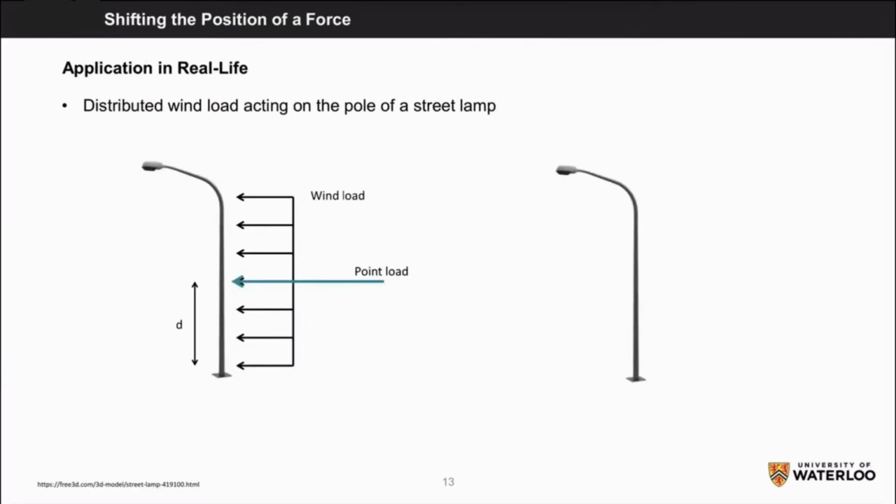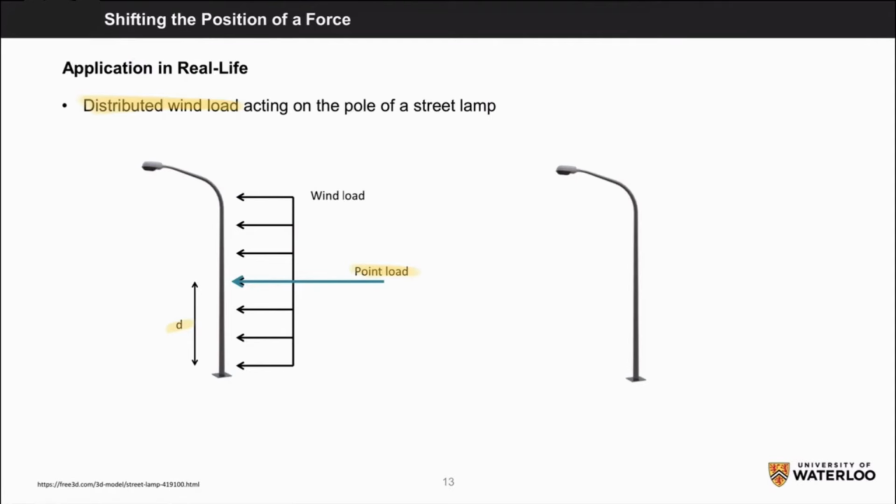We'll end this lesson off by analyzing a real-life application of the principle of equivalent forces and couples. Let's say there's a street lamp with a uniformly distributed wind load acting on its pole. We turn this load into an equivalent point load at a distance d from the base of the lamp. Pause the video here to try and shift the position of the force on your own.